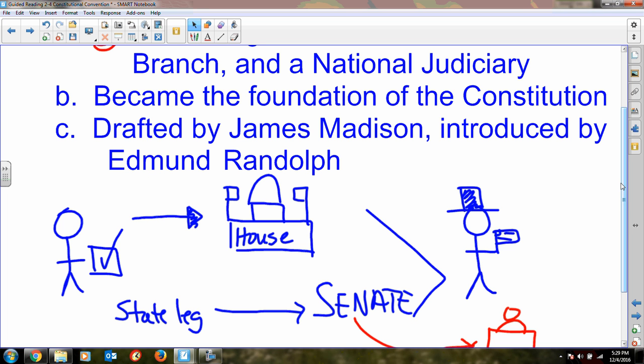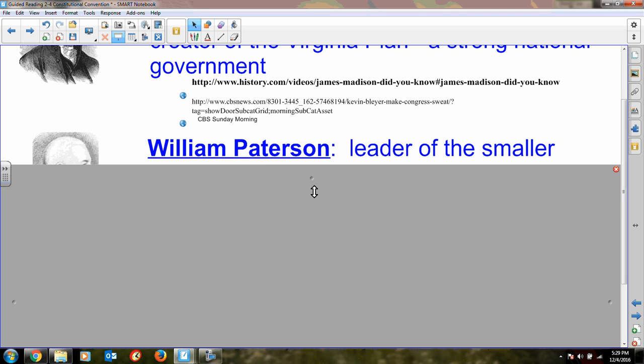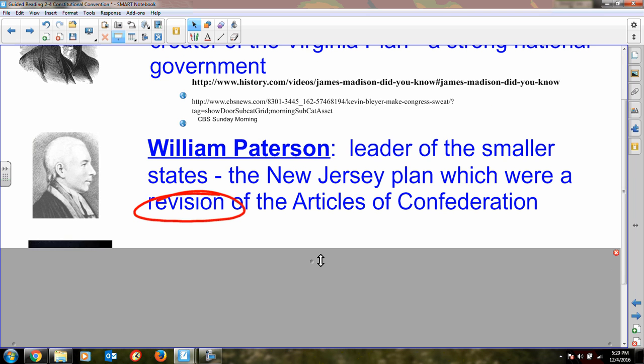James Madison, the father of the Constitution, wrote it. But remember, he was incredibly shy, so he would not speak. A man by the name of Edmund Randolph is the one that actually did the introductions. Well, when this hit the floor, the debating was intense. And eventually, the smaller states came forward with their plan. And that was proposed by a man by the name of William Patterson.